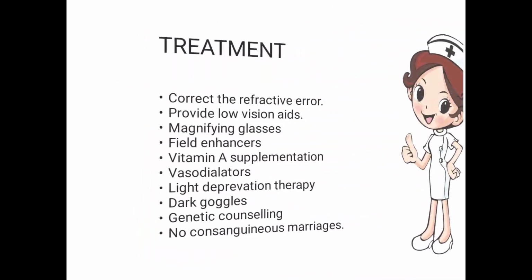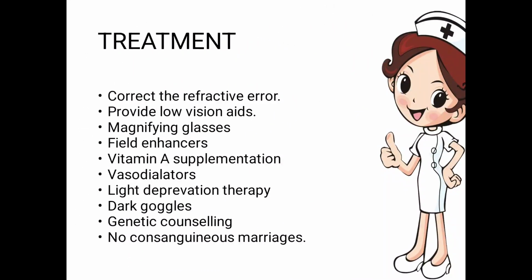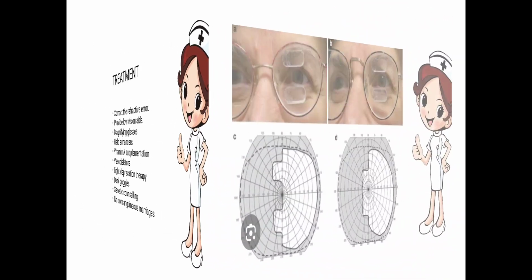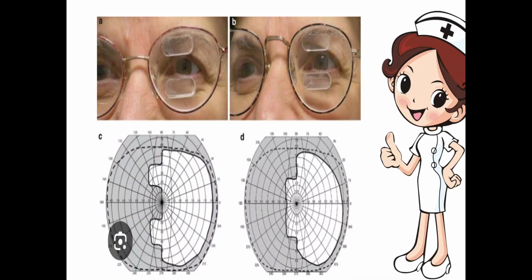Next one is treatment. First of all, we have to correct the refractive error. We have to give the patient the best corrected visual acuity, BCVA. Next, provide low vision aids. Since the patient has low vision, we can provide low vision aids. As you can see, this patient is not able to see this sector of the eyes, so we can use the Fresnel prism.